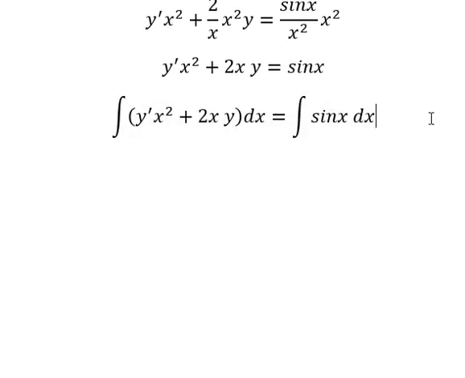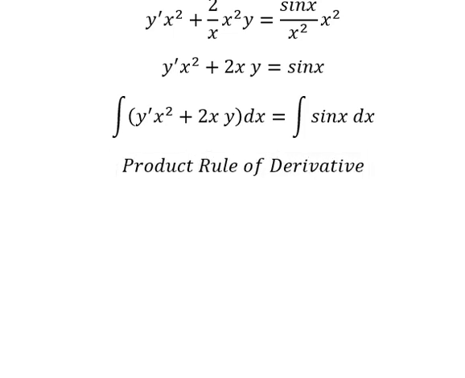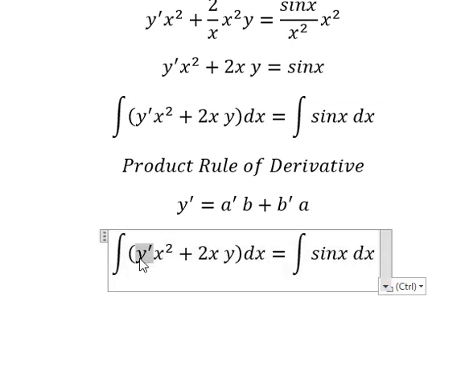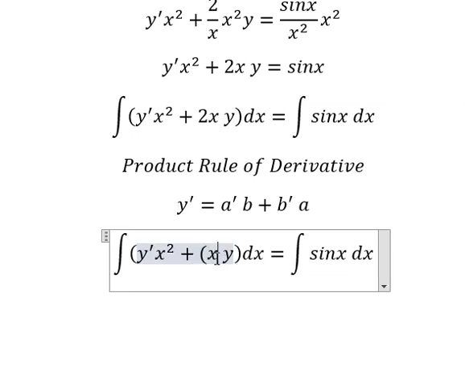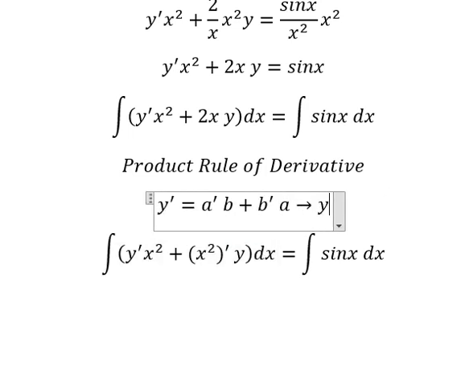Next, we can use the product rule of the derivative. So we have the first derivative of y equals the first derivative of a multiplied by b plus the first derivative of b multiplied by a. So we have the first derivative of a multiplied by b, and this one we have the first derivative of b multiplied by a. So the integration of this one, we have y equals ab.